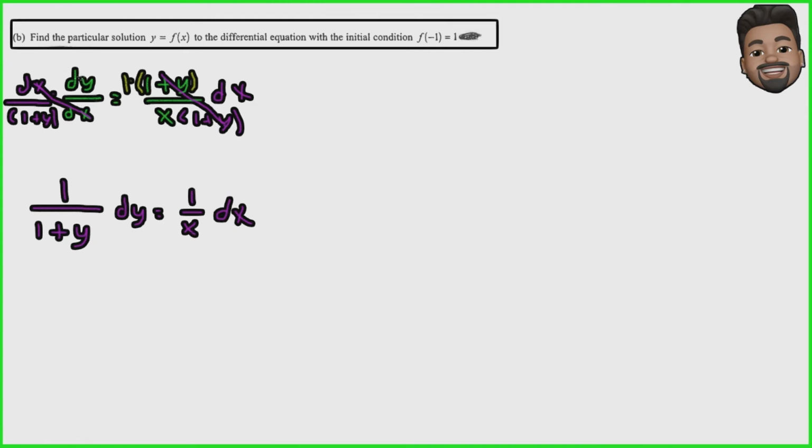The dy is on the numerator, but then we're dividing by the 1 plus y. So it has to go on the denominator, and then I put a 1 up above as a placeholder because there was no value here, right? If this was like 3 dy dx, well then this would become a 3 right here. But because we do not have a value, we do not need to put a value there.